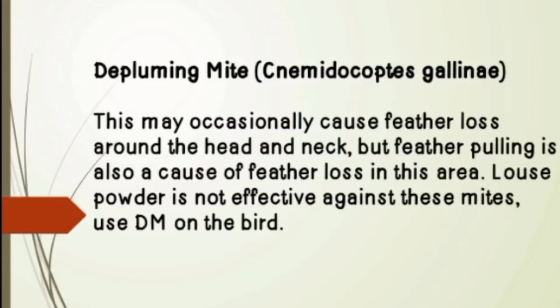Next is the depluming mite or Knemidocoptes gallinae. This may occasionally cause feather loss around the head and neck, but feather pulling is also a cause of feather loss in this area. Louse powder is not effective against these mites. Use DM on the bird. Ang depluming mite naman daw po na ito ay nagdudulot ng paglalagas nung balahibo sa ulo at sa leeg nung manok.